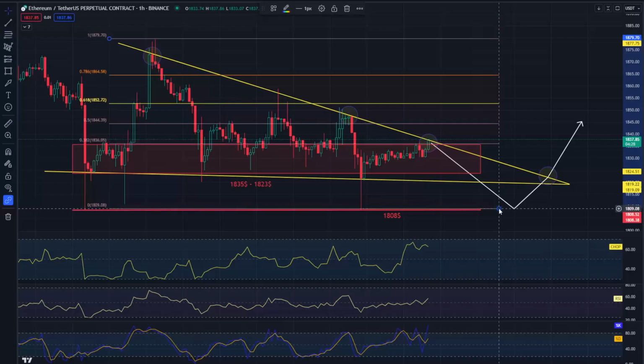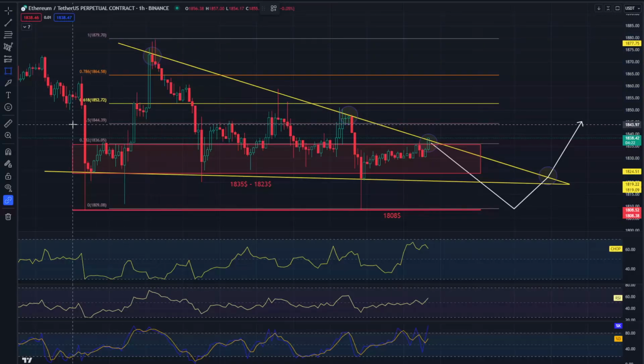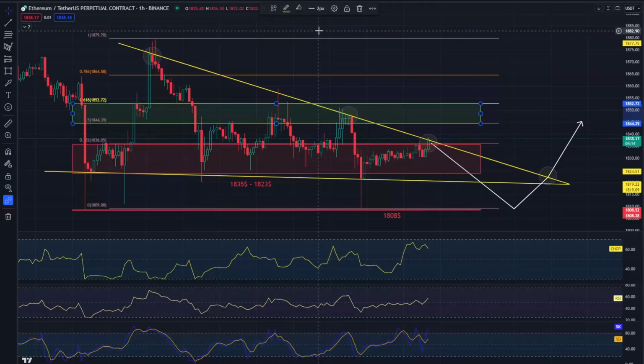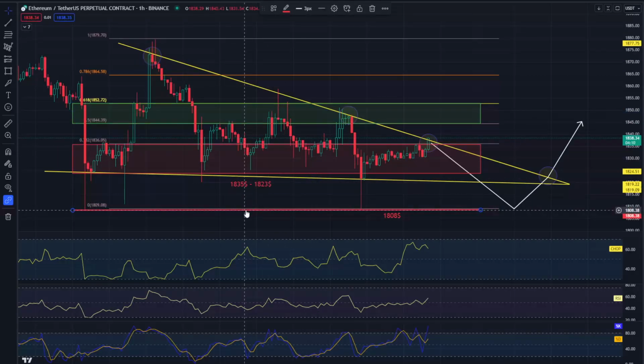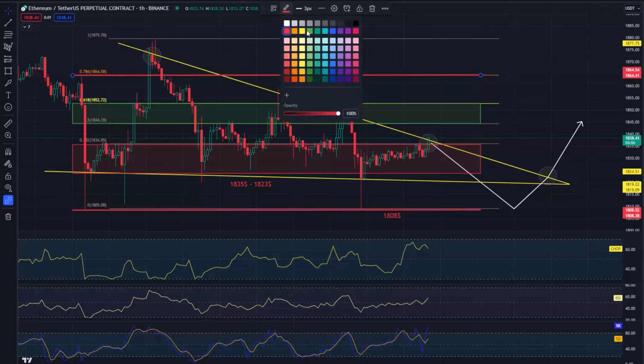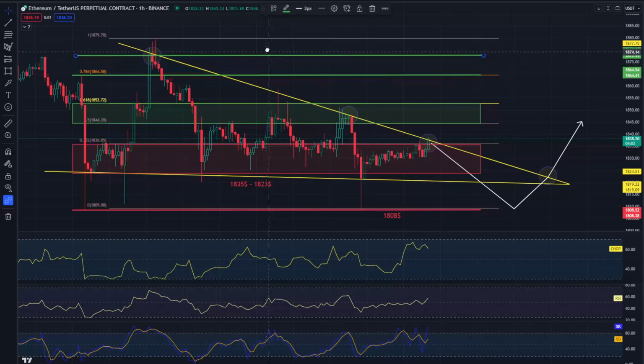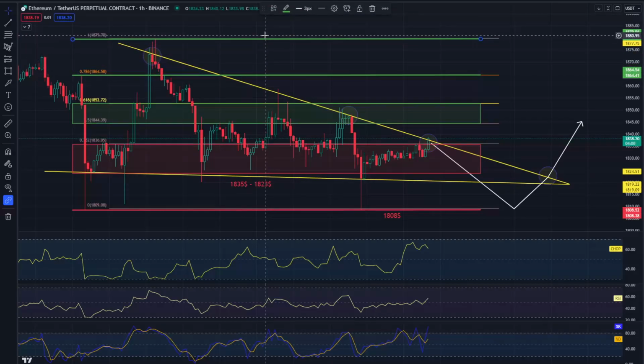Looking the other way, we can similarly determine the places of resistance that the price has to face. And here we see that the price has to break through the resistance zone from $1,844 to $1,852 first. Then it can move towards the resistance at $1,864 and then continue to the resistance at $1,879.